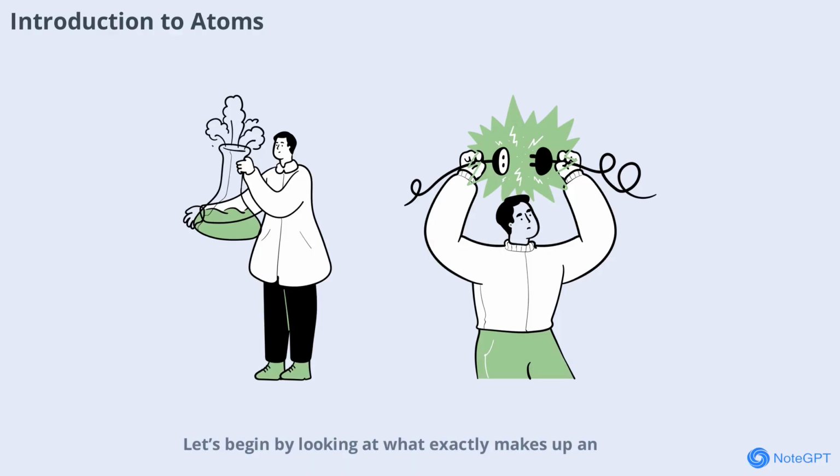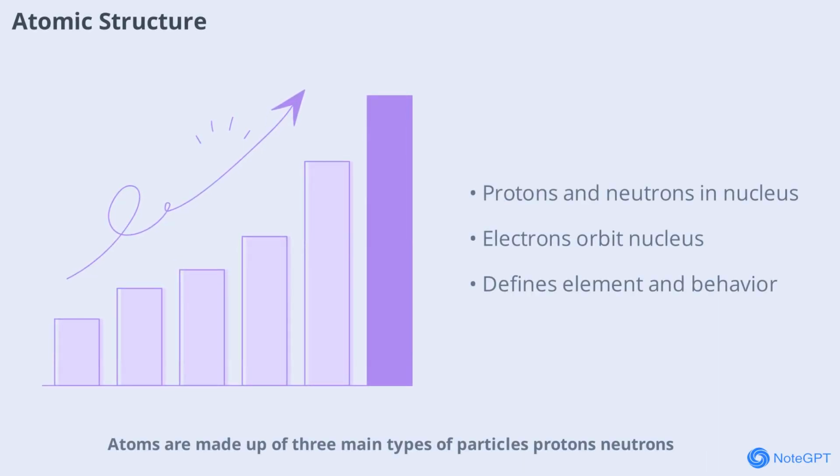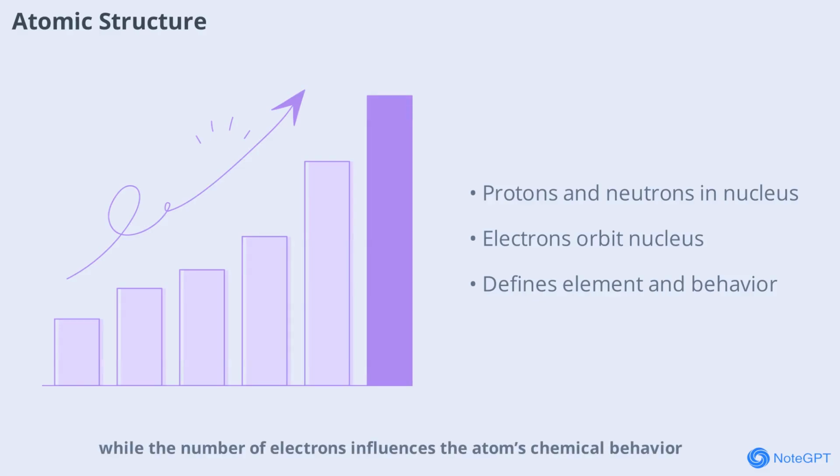Let's begin by looking at what exactly makes up an atom and why they are so important in the universe. Atoms are made up of three main types of particles: protons, neutrons, and electrons. The protons and neutrons are tightly packed together in the nucleus at the center of the atom, while the electrons orbit around this nucleus in various energy levels. The number of protons in the nucleus determines the element, while the number of electrons influences the atom's chemical behavior.